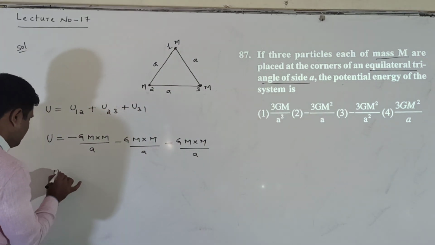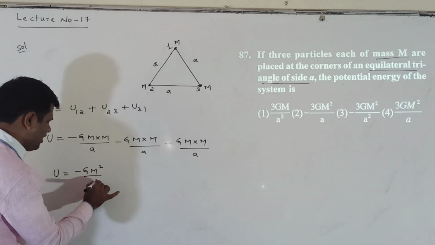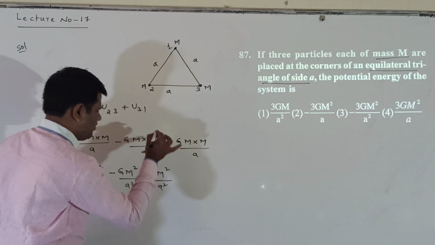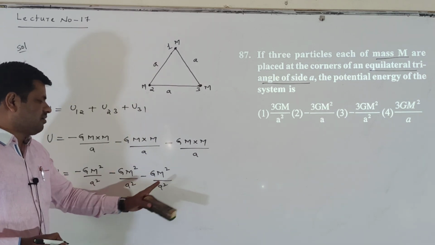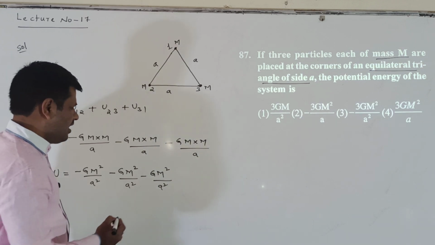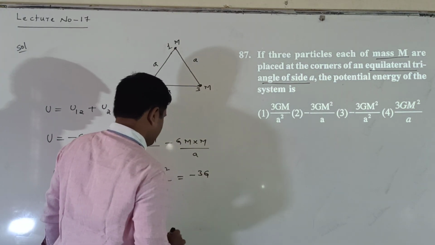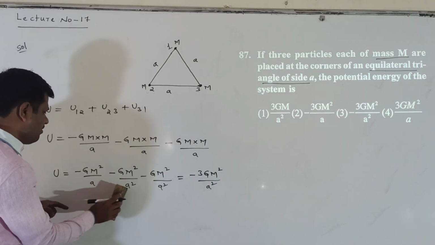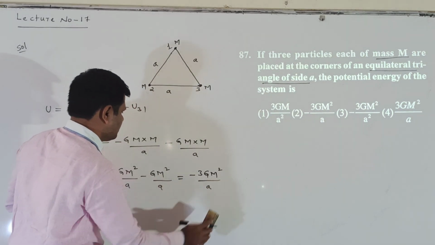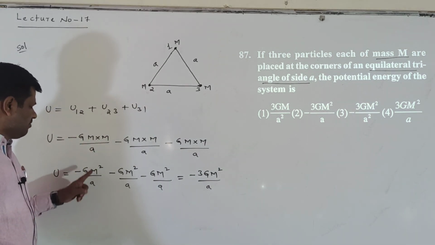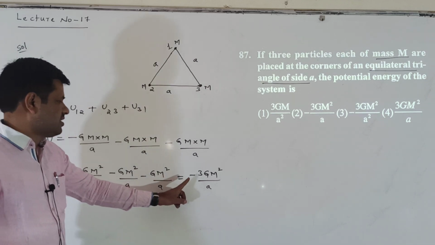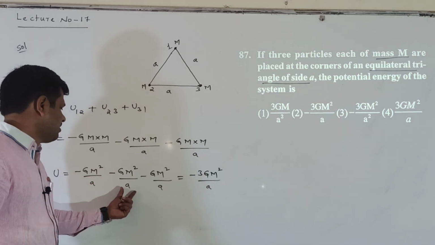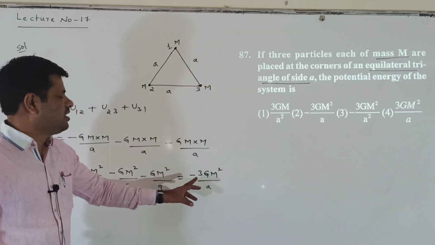Now what are we getting? U equal to minus G m square by A, minus G m square by A, minus G m square by A. M into M is M square, and all three are the same values, so we can add them. Not A square, since the distance is A. So when adding these three, minus G m square by A minus G m square by A minus G m square by A is equal to minus 3 G m square by A.